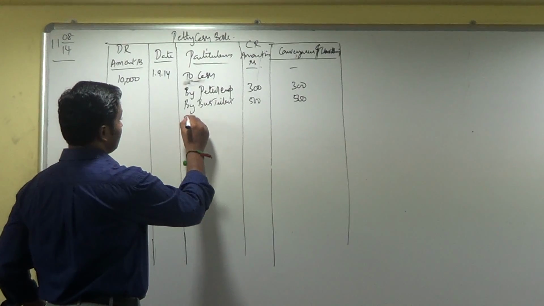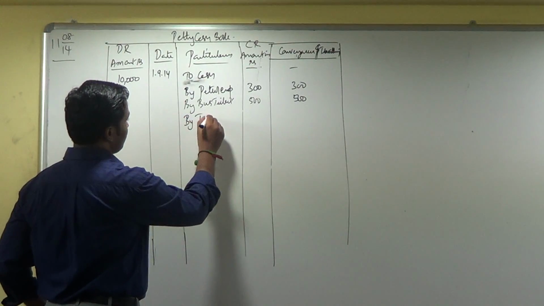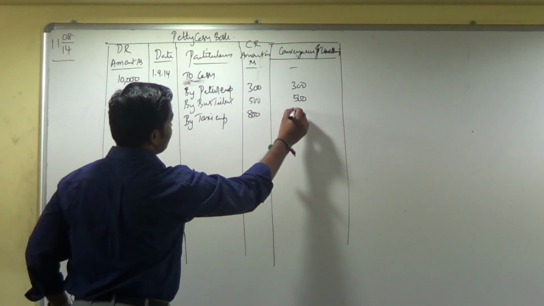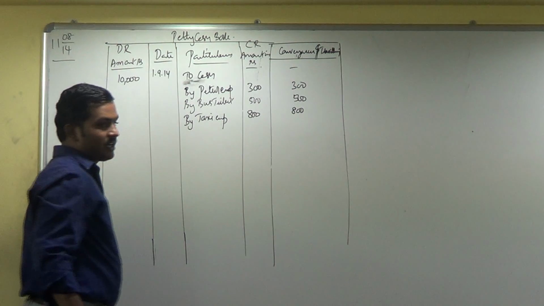transaction. Taxi expenses. How much? This also comes under conveyance and traveling, no? So write here 800.